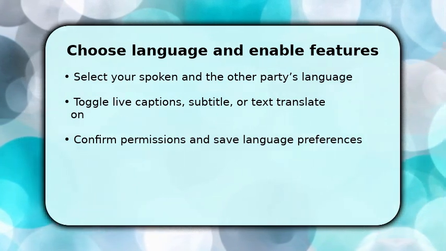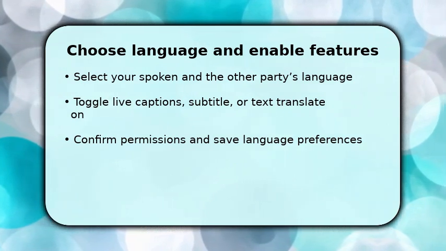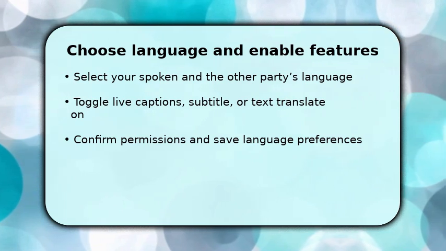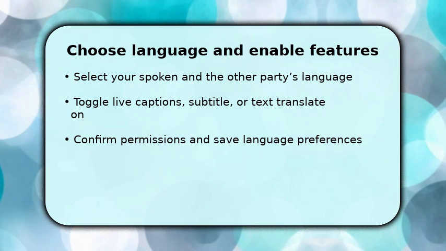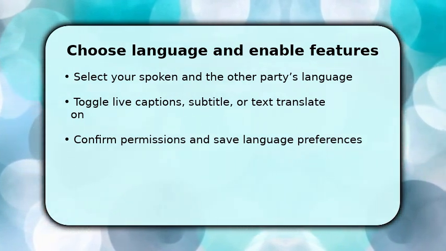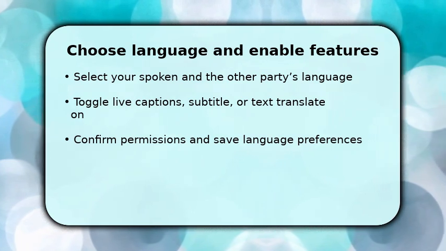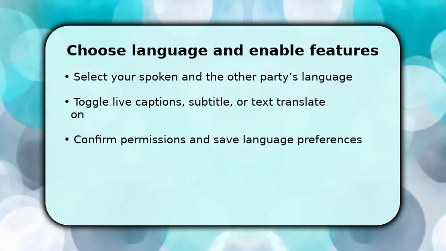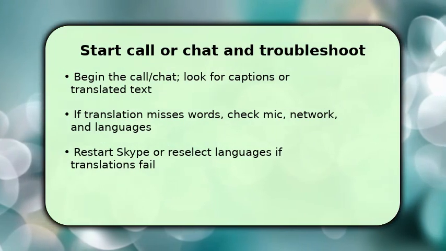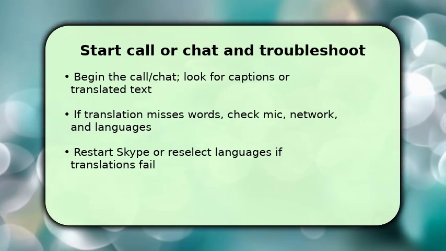Confirm any permission prompts Skype shows, like microphone or captions access, and save your preferences. This ensures translations are applied automatically. If you frequently chat with the same person, Skype remembers the setting for future calls and messages. Begin the call or continue the chat and watch for subtitles or translated messages appearing in real time. You'll see original text and the translation.